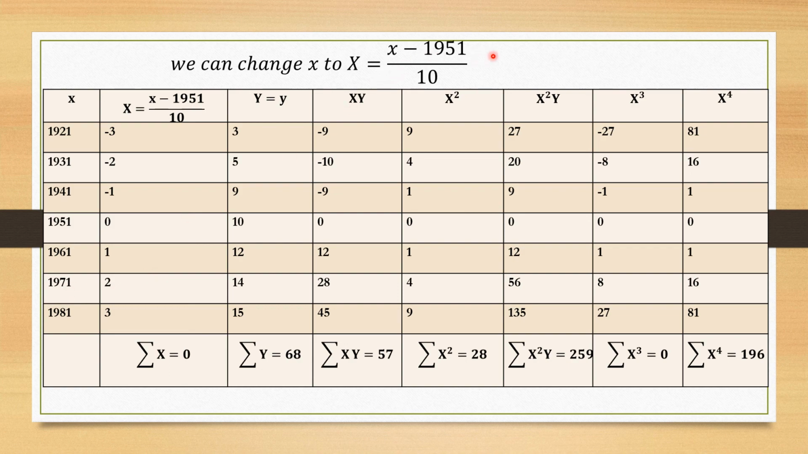71 minus 51 is 20. 20 by 10 is 2. 81 minus 51 is 30. 30 by 10 is 3.